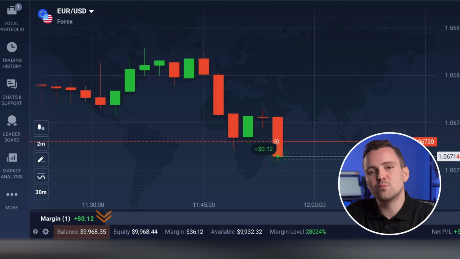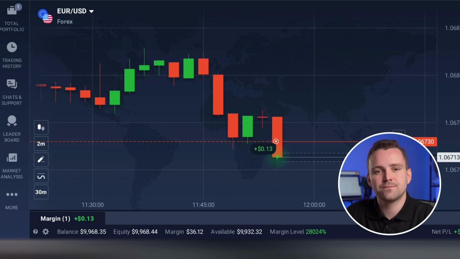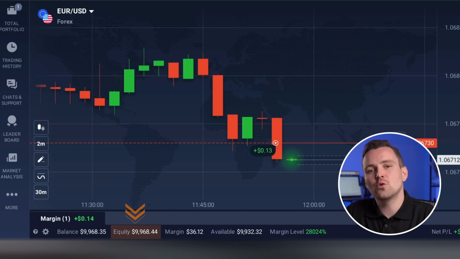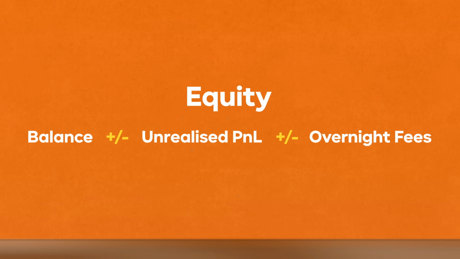Balance. It's your initial balance before opening a margin position. Equity. Equity is the total value of your trading account. To calculate the equity, you will need to add or subtract unrealized profits or losses and overnight fees from your balance. Why so? If your position has a positive outcome and the applied overnight fees are positive too, you will need to add these values to your balance to calculate the equity. If your position is incurring losses and the applied overnight fees are negative, you will need to subtract these values from your balance. Balance, plus or minus, unrealized P&L, plus or minus, overnight fees.